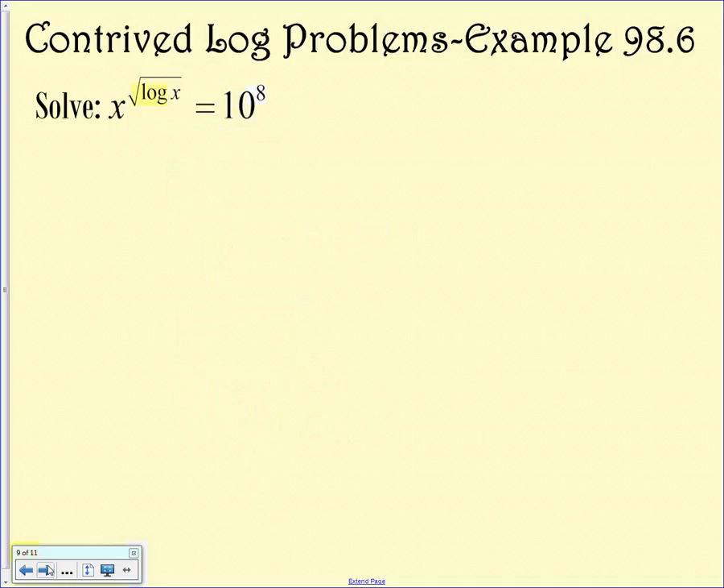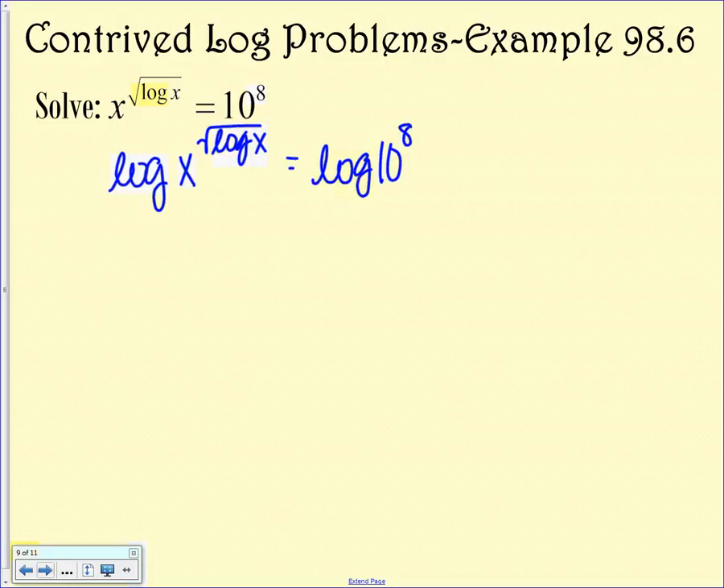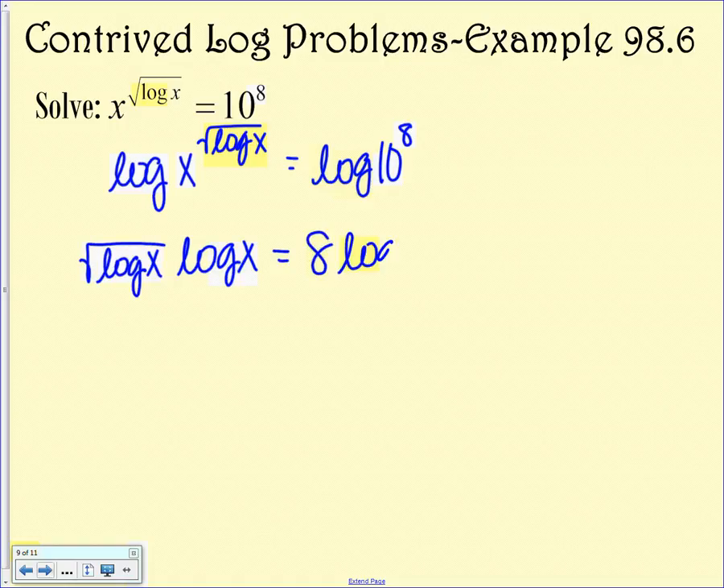Looking at one more, we have x to the square root of log x equals 10 to the 8. So what we are going to do, we have a variable in our exponent on the left-hand side. So we're going to take the log of both sides. So we're going to say the log of x to the square root of log x equals the log of 10 to the 8. And then we're going to move our exponents to the front. So I have the square root of the log x times the log of x equals 8 times the log of 10. You just move your exponents to the front.